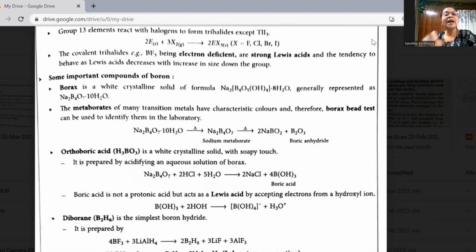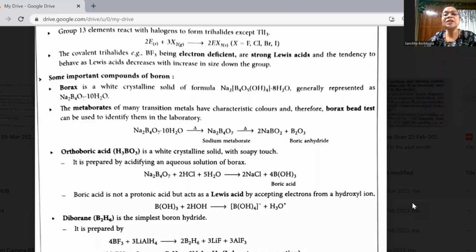These elements react with halogens to form the respective halides. And because the octet of these halides is not complete, they would all behave as Lewis acids.